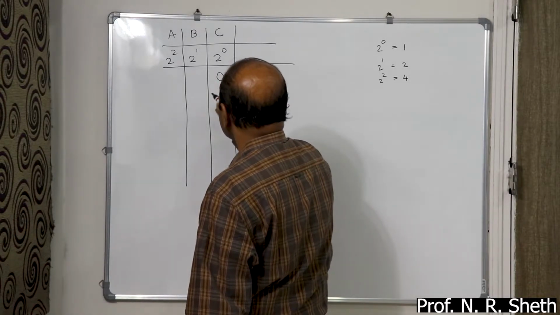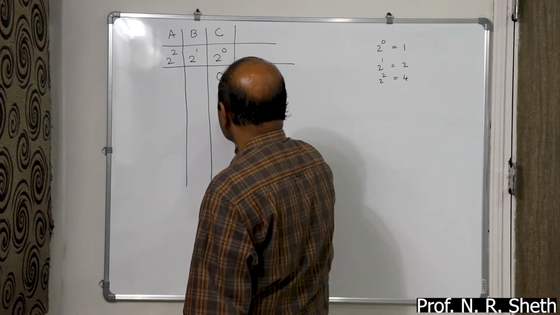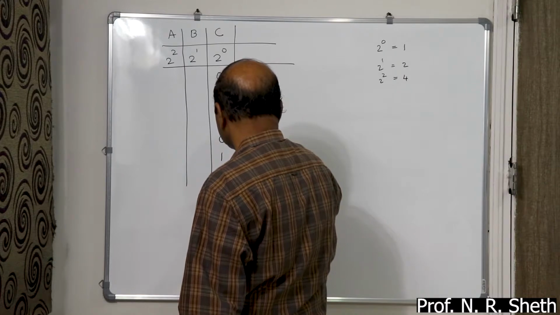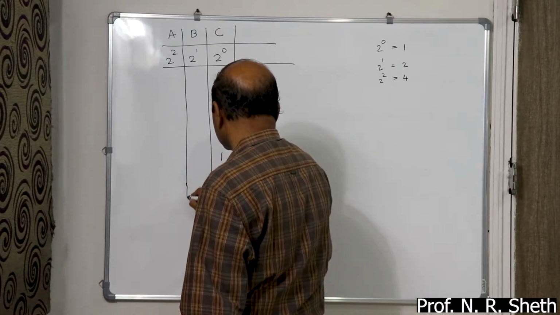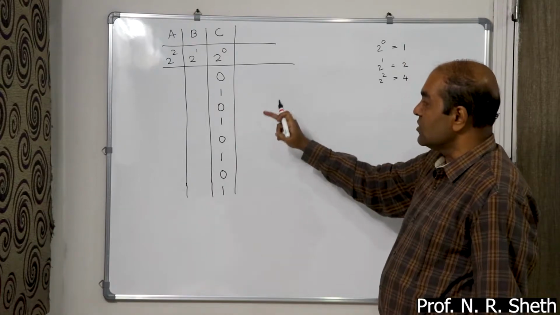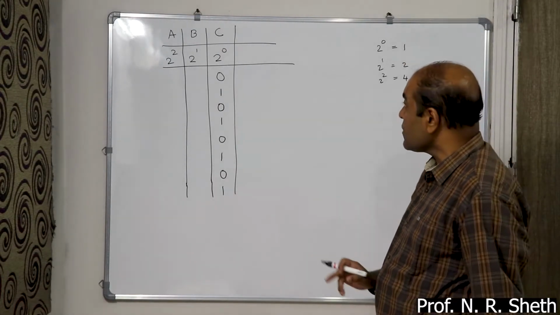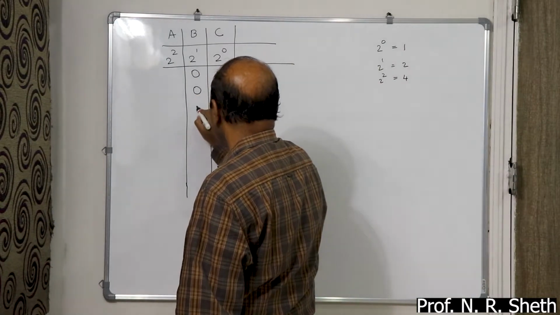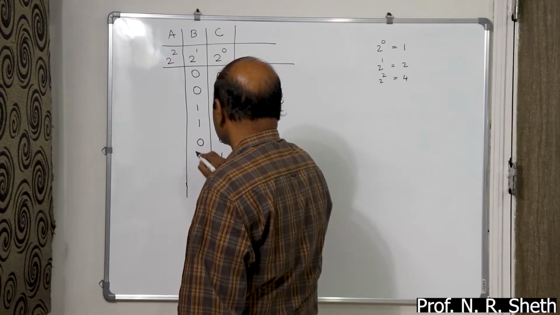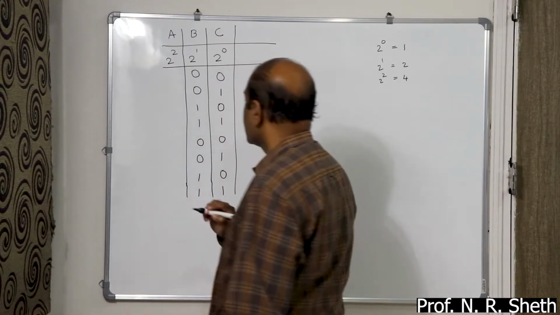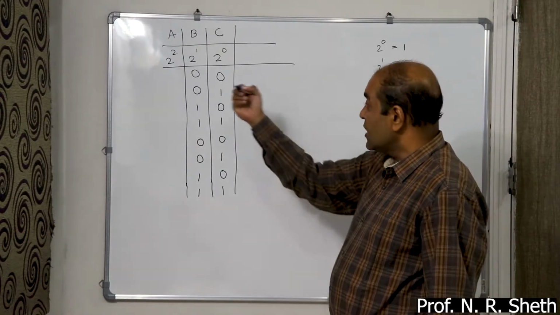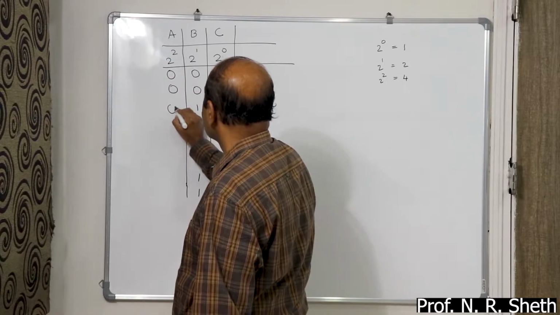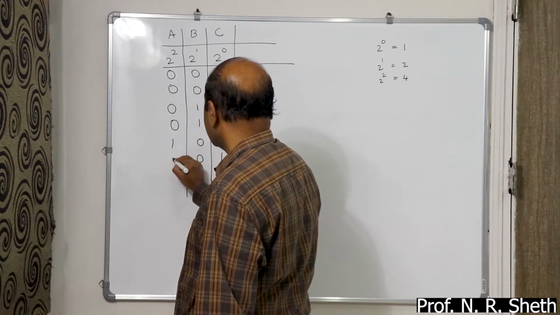First let's start with this one. Continuously, 8 times you have to write zeros and ones: 0 1 0 1 0 1 0 1. Next position, 2 times 0, 2 times 1, and the last one, 4 times zeros, 4 times 1.